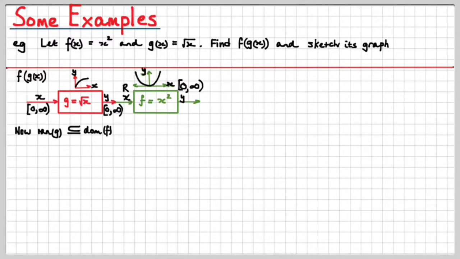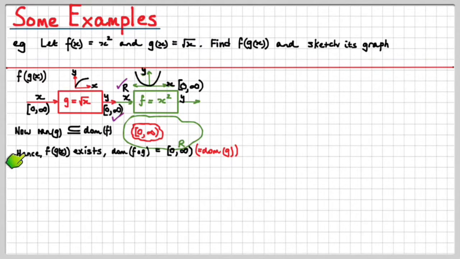Alright? Now the range of g is wholly contained within the domain of f. So we haven't got a problem in terms of the composite function being not defined. It is defined, it's okay, alright? So what we're saying is that this is wholly contained within that. Just pictorially you can see it. Yeah, so it's not an issue, it's defined. Hence, f of g of x does exist.